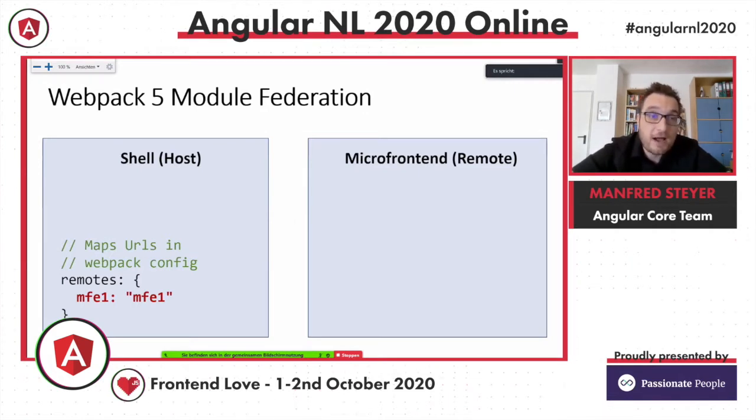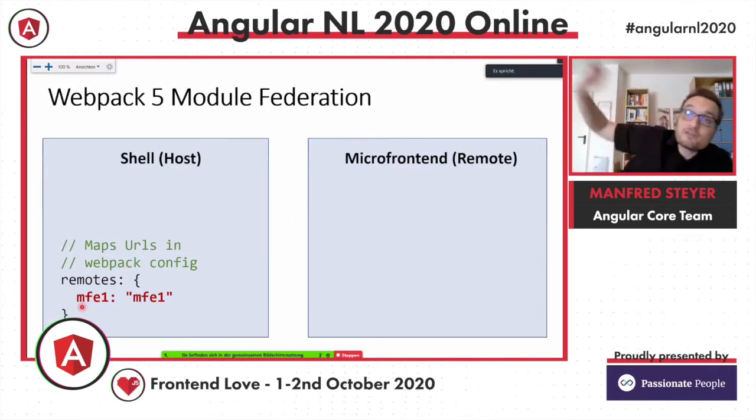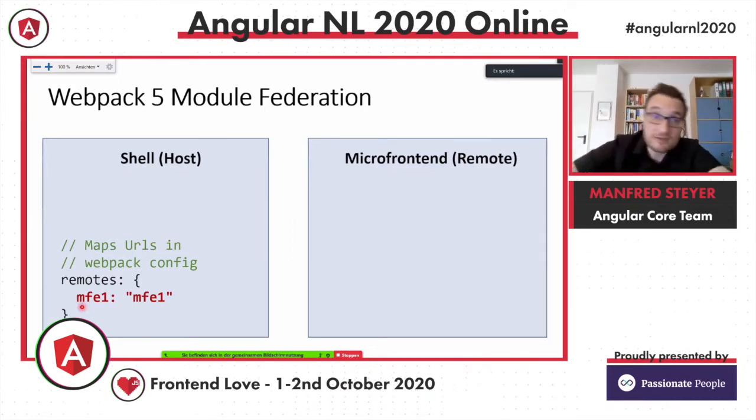Here I'm mapping the path mfe1 to the name mfe1, which is an alias. I'm saying, hey, everything that starts with the URL mfe1 points over there to the micro frontend, and over there it's also called mfe1. So you could use this for an alias. Perhaps it's called Manfred over there, and you want to call it Batman in the shell.